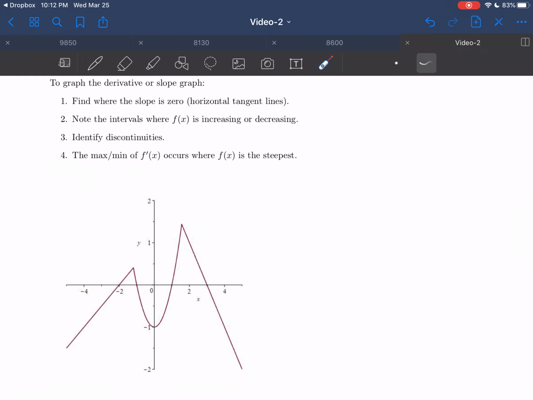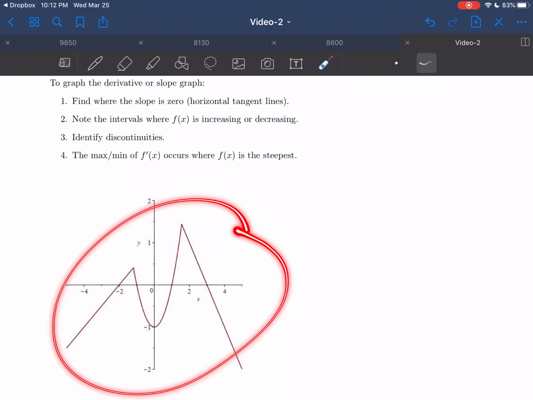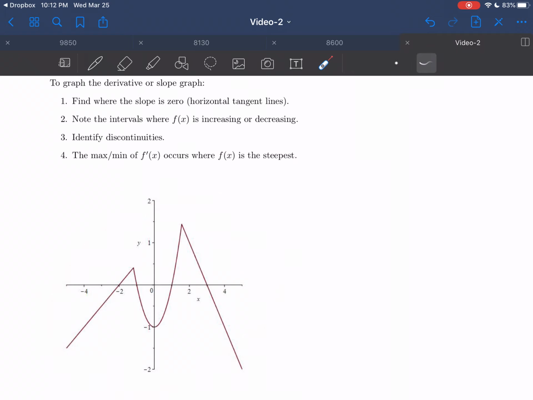Because you might get asked a question like, here is our original graph. Now draw the slope graph or derivative graph, whichever word you want to use. Okay, and so we can do that. I recommend using these 4 steps. We can try that now.